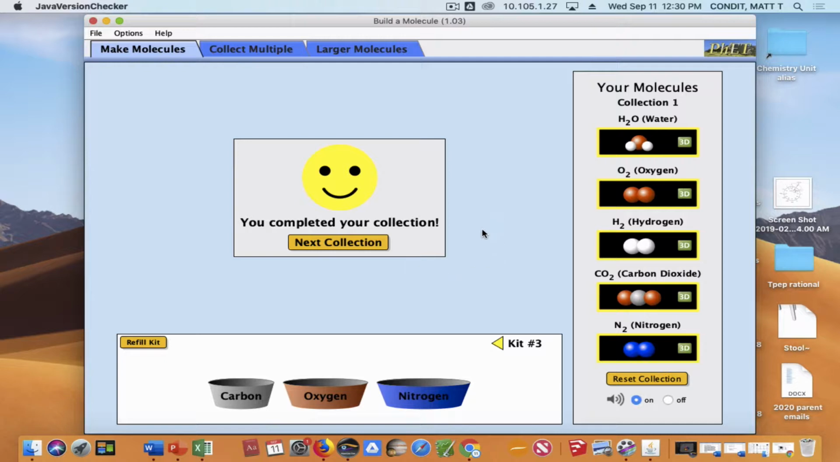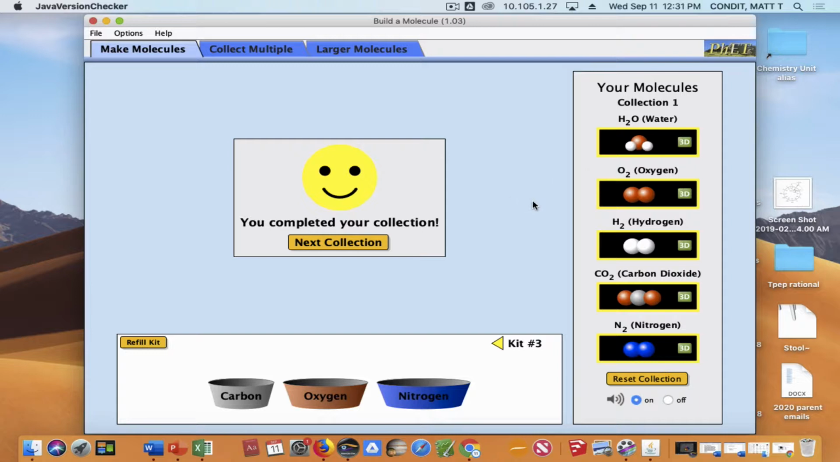Now, I just made 5 molecules here. Every one of these is a molecule, but only 2 of them are compounds. All compounds are molecules, but not all molecules are compounds. The 2 compounds I have here are water right here, and our carbon dioxide. This is a molecule only, a molecule only, a molecule only. This is a molecule and a compound. This is a molecule and a compound.